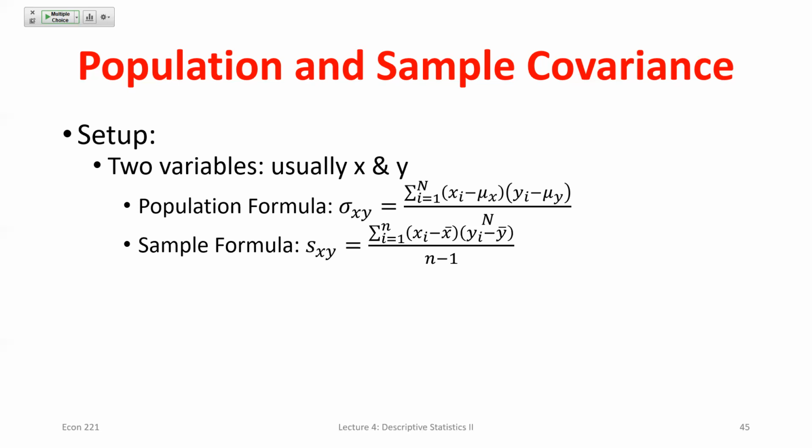I have an example that I think helps make clear why we're doing what we're doing in that numerator, but it's a little bit easier to see with some actual values. So here's our two formulas.